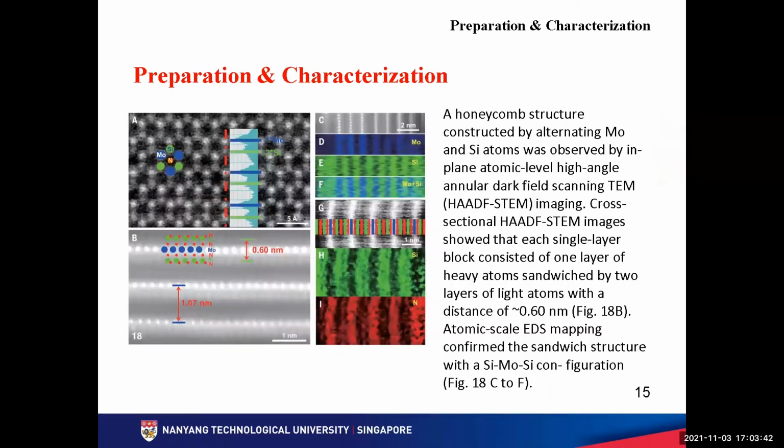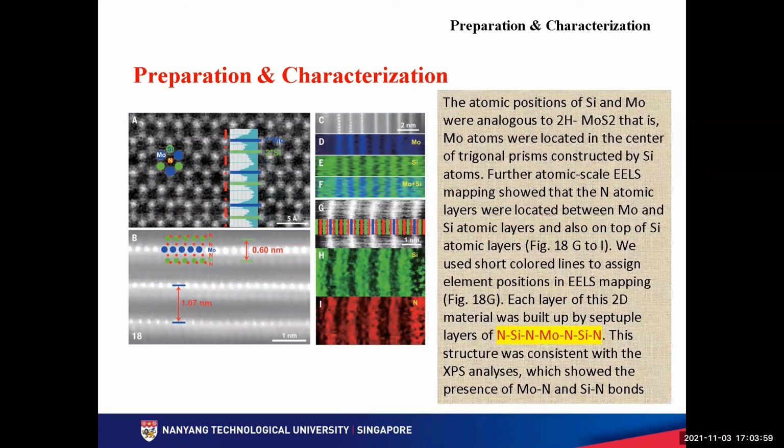A honeycomb structure constructed by alternating molybdenum and silicon atoms was observed by STEM. The cross-section image shows that each single layer block consists of a layer of heavy atoms sandwiched by two layers of light atoms. Atomic scale EDS mapping confirmed the sandwich structure, which has been shown in the slide. This structure was consistent with the previous XPS analysis.